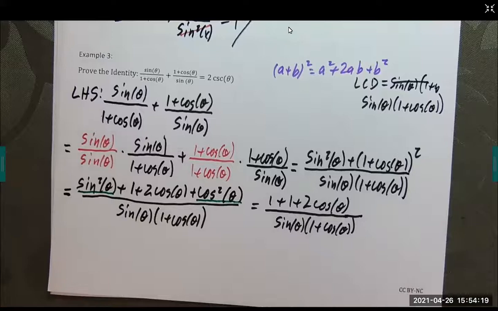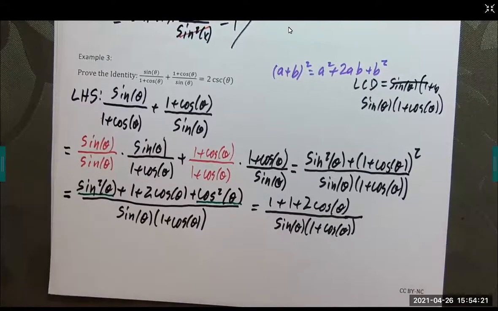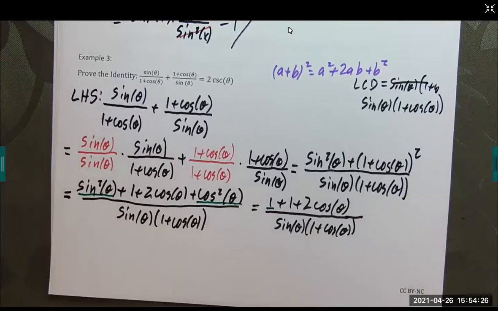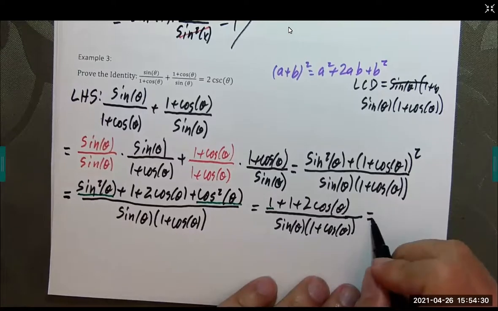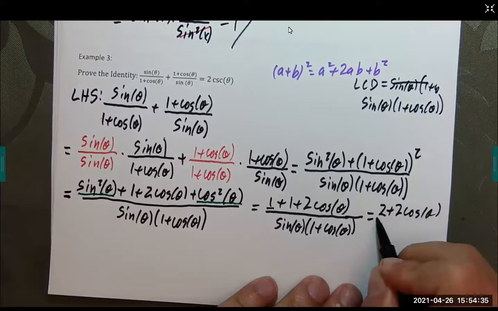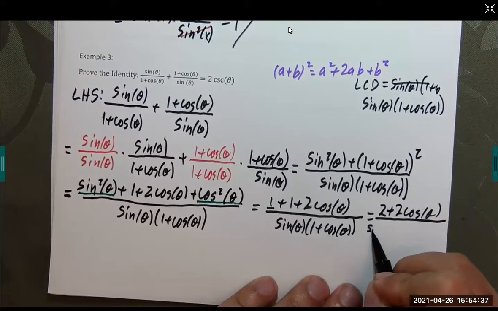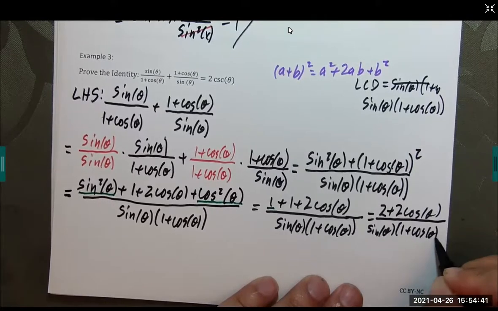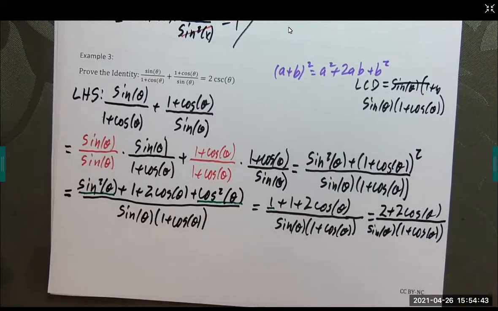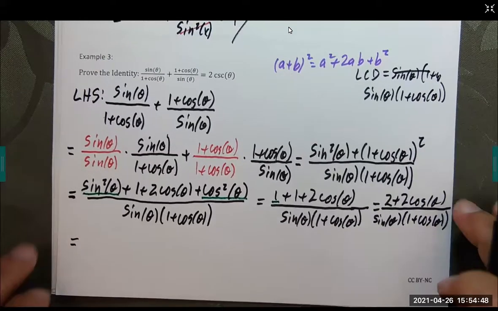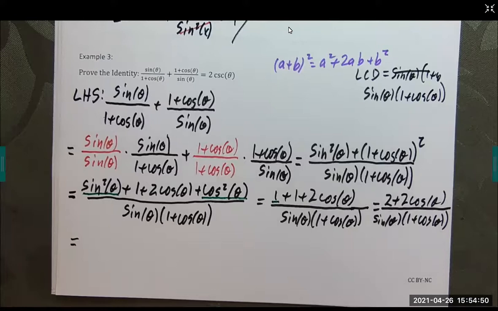To be clear, sine squared theta plus cosine squared theta, and I just put the 1 in front. 1 plus 1, of course, is 2. This one's a little longer than the others. Up top, I'm now going to factor a 2 out.